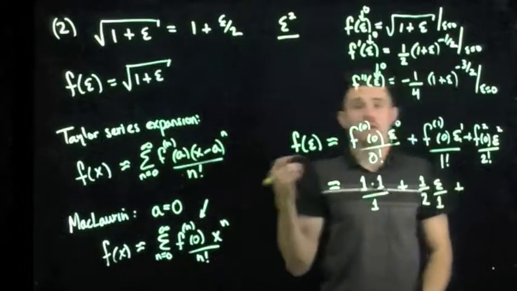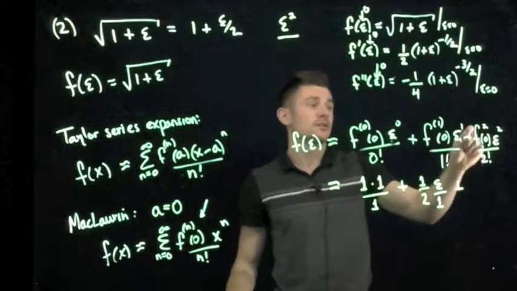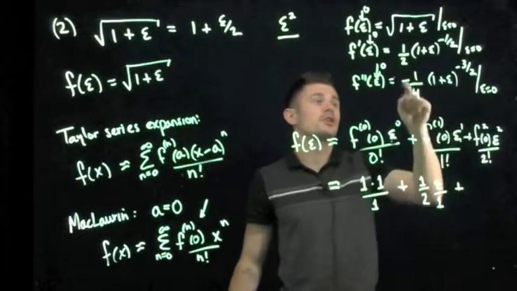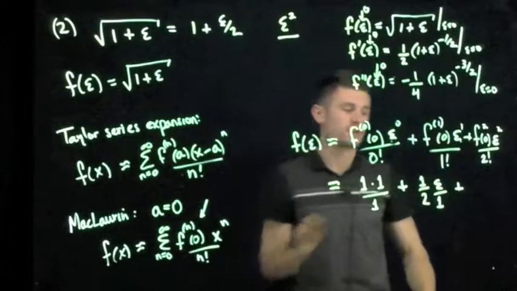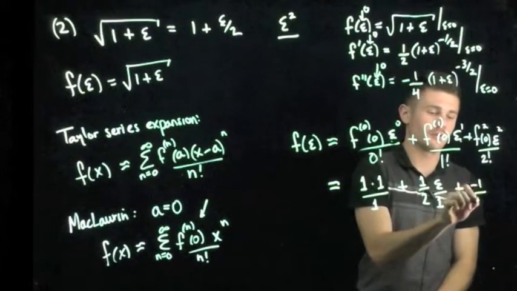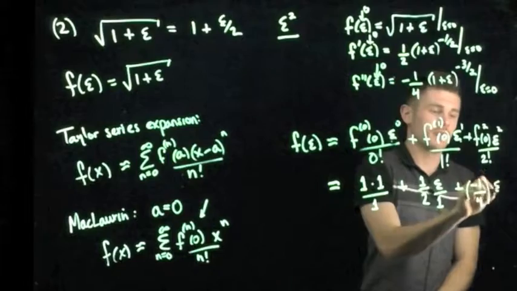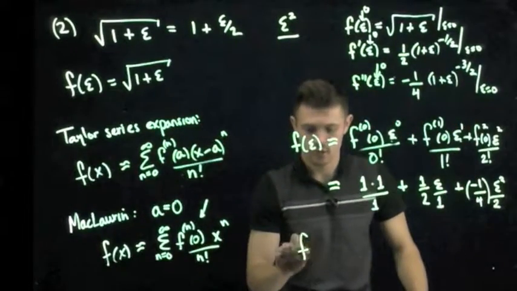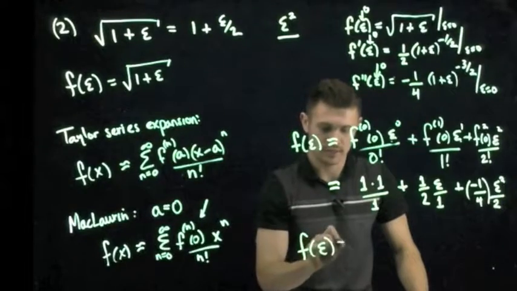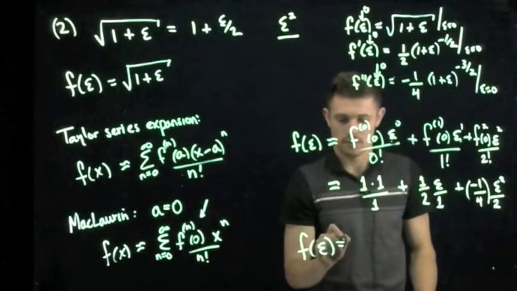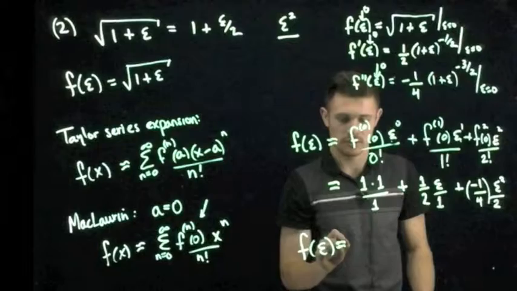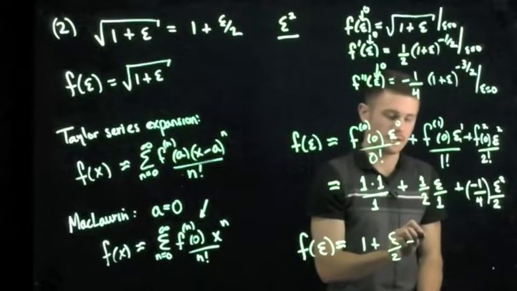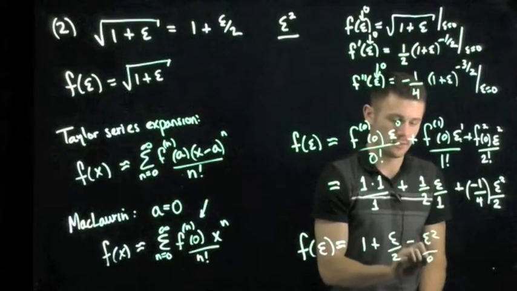And finally, we have our last term, which is our second order derivative of our function evaluated at 0, which is just this term here with epsilon equal to 0, which gives us -1/4, multiplied by epsilon squared over 2 factorial, which is just 2. So finally, we end up with our expansion: f of epsilon is approximately, not equal, approximately, 1 plus epsilon over 2 minus epsilon squared over 8.